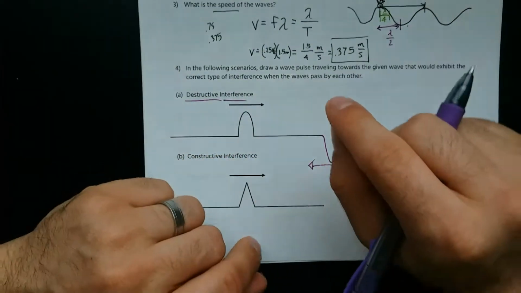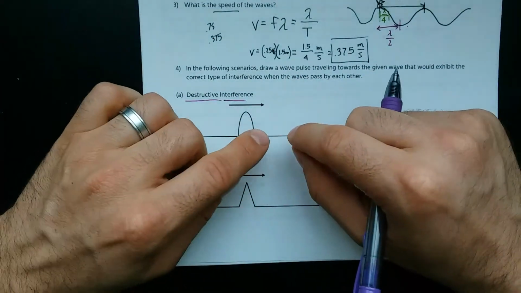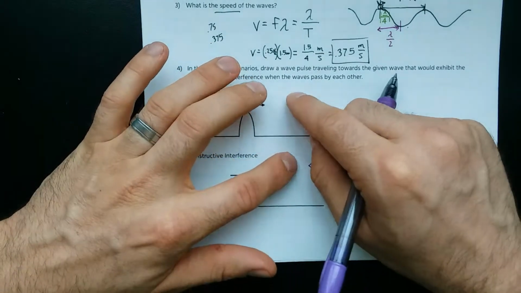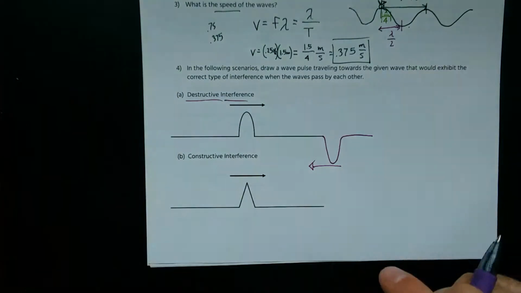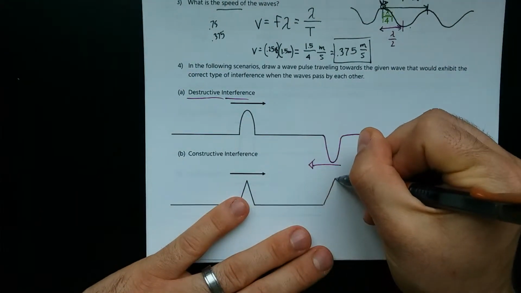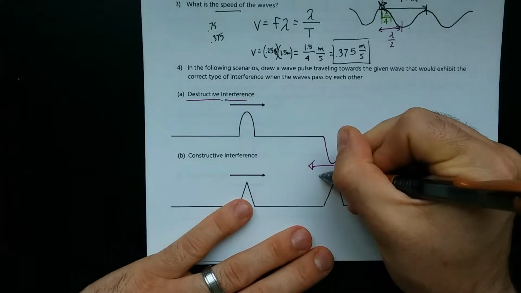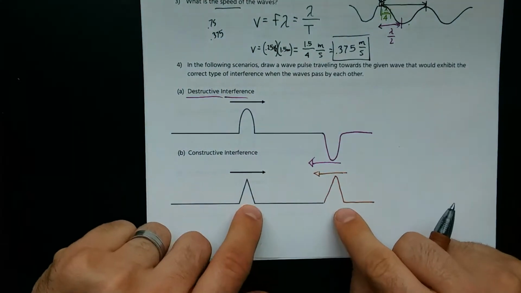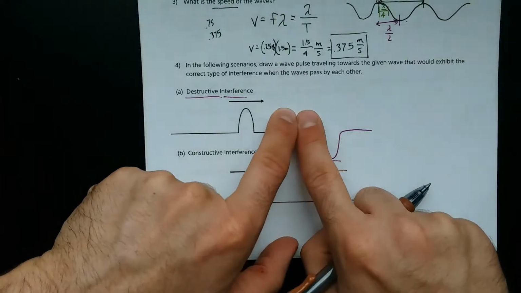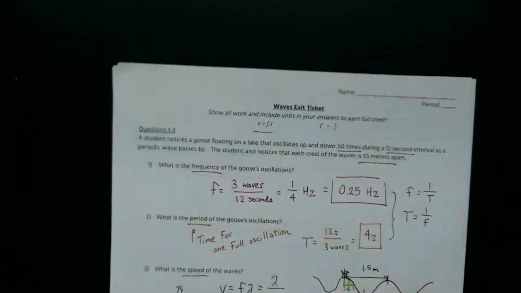When these combine, the wave can't be in two places at once on the string, so they'll cancel each other out because they're on opposite sides. To exhibit constructive interference, let's put a wave on the same side, going towards this one. Those two, both on the upward side, will combine and become bigger.